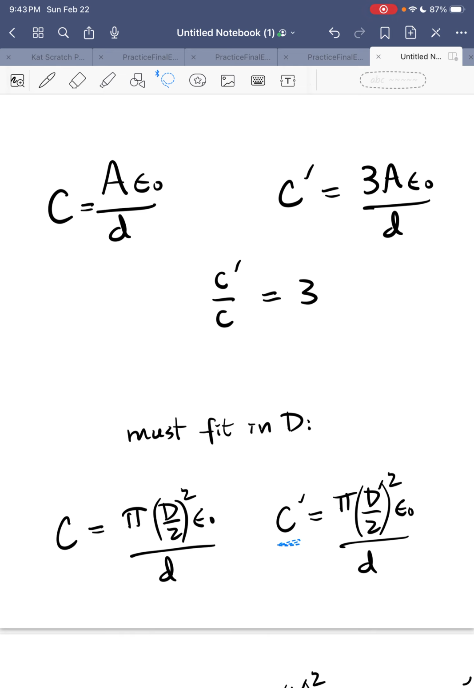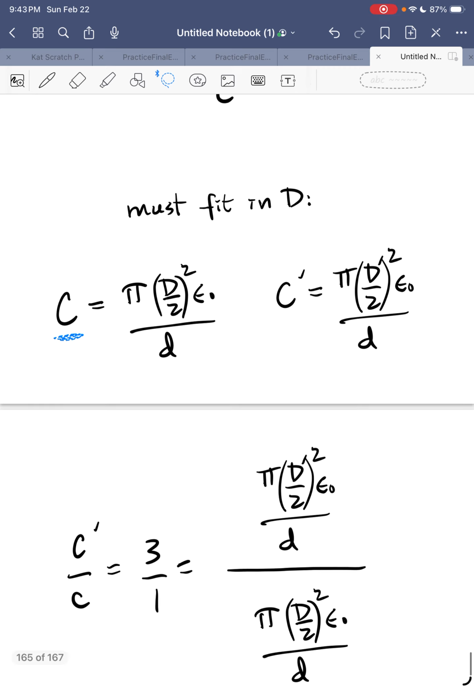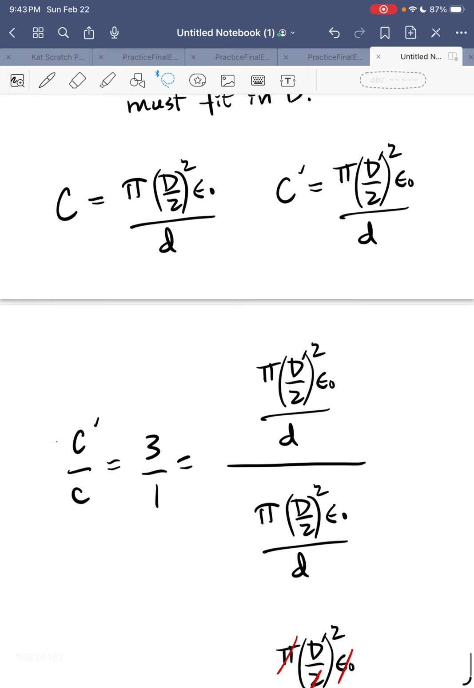So if C prime is supposed to be 3 times bigger than C in order to have 3 times the potential energy, I can make a ratio. I can say C prime over C is going to be 3 over 1. And now I can put the geometric expression for the capacitance of the new capacitor up here, and the geometric expression for the capacitance of the first capacitor down here. The only thing that's different is I've got D prime up here. So that's the new diameter.